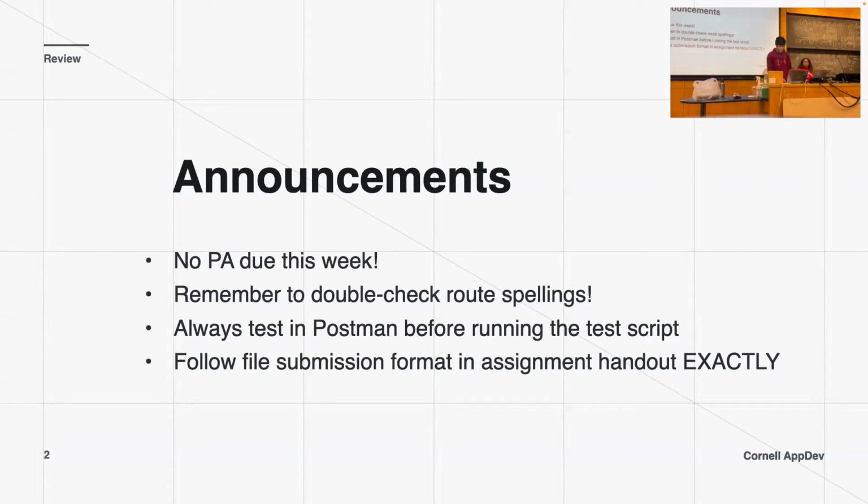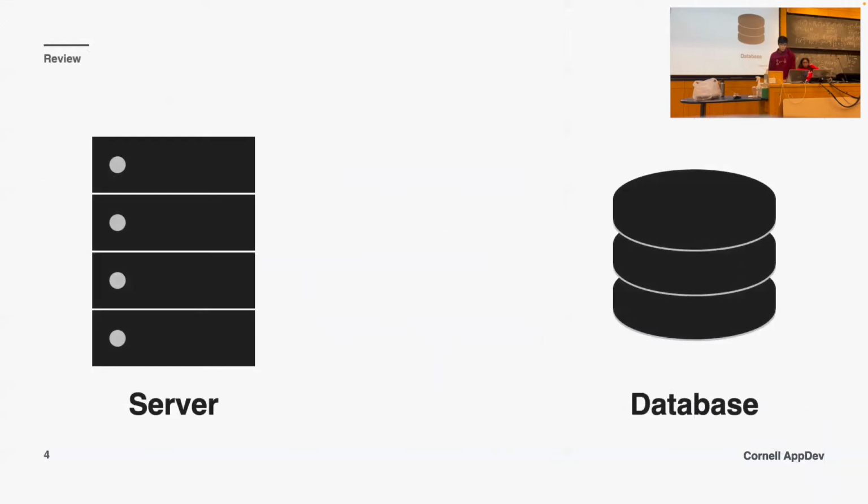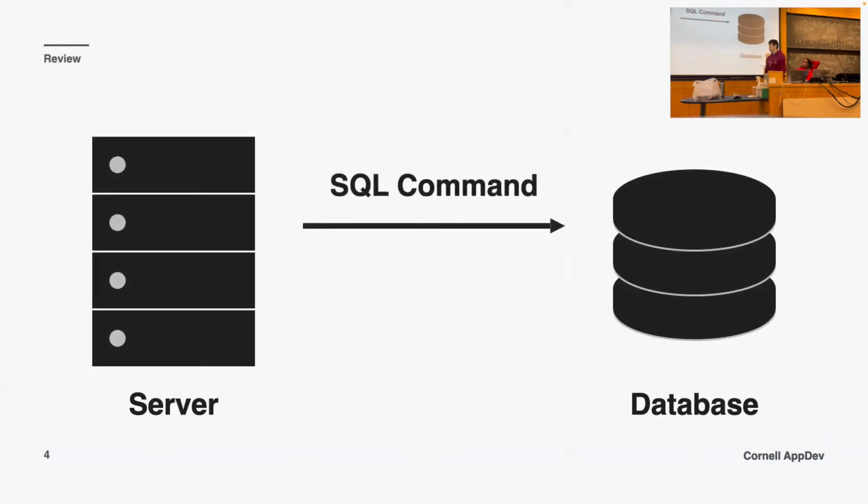Anyway, let's go over some review of what we've covered so far, right? So the first thing we talked about is the client server model, right? The server is basically what we're building, right? And anytime we want to communicate with the database, we do it through SQL commands, right? SQL commands will access data for us. And then once we make those SQL commands, the data is then returned to us from the database.